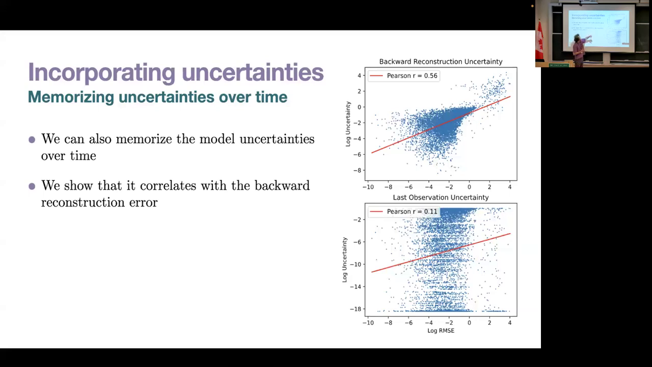And here you can see, in terms of correlations between the uncertainty that you accumulate through those signatures and the reconstruction error, that it correlates pretty okay.